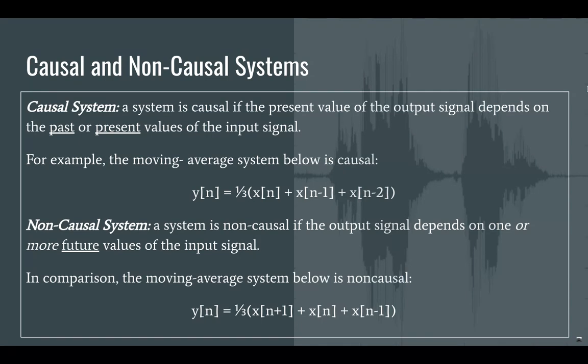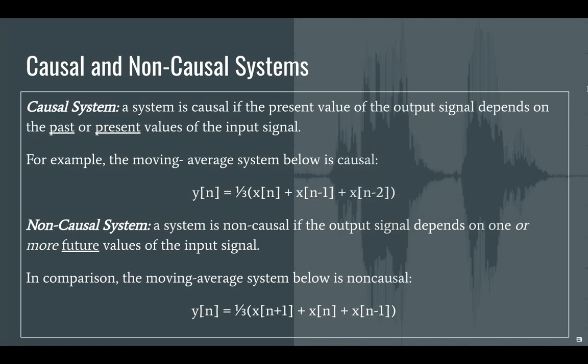Our next system property is known as causality. A system is said to be causal if the present value of the output signal depends on the past or present values of the input signal. Take a look at the example. The moving average system is causal because, as you can see, the output y of n depends on present values, aka x of n, or the past values of x of n minus 1 and x of n minus 2.